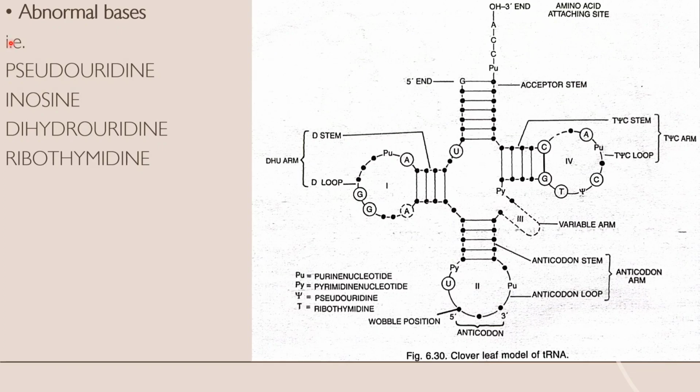Now, abnormal bases are present in different loops. The abnormal bases present in the T-side loop are pseudouridine and ribothymidine. The abnormal base present in the anticodon loop is inosine. The abnormal base present in the D loop is dihydrouridine. So overall, abnormal bases in tRNA are pseudouridine, inosine, dihydrouridine, and ribothymidine.